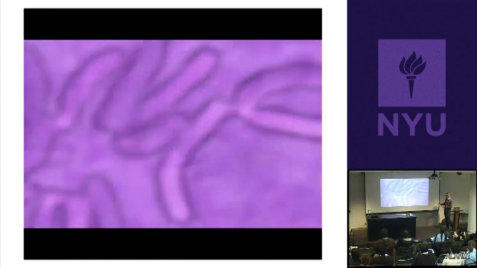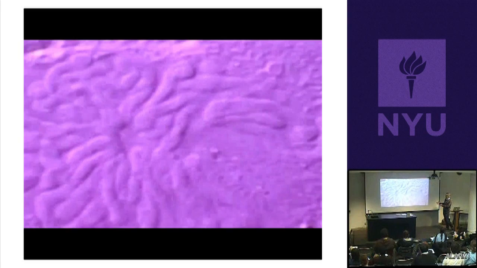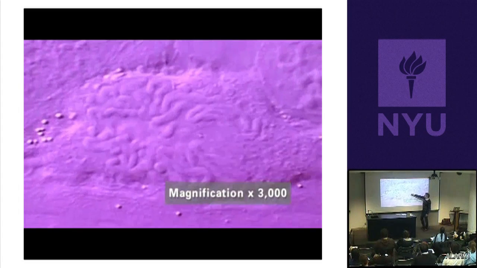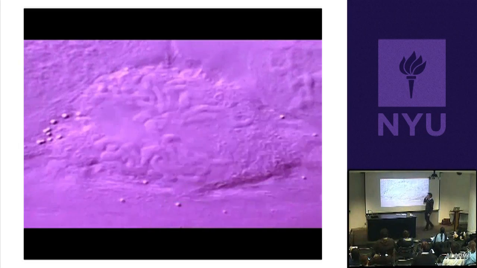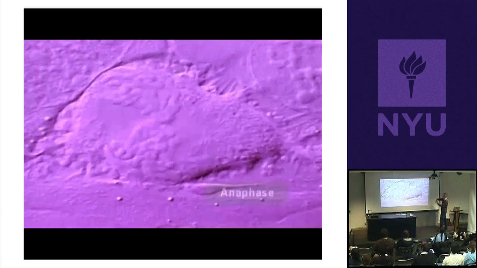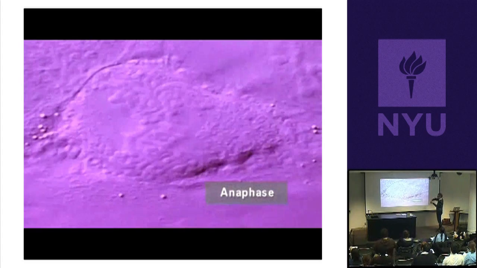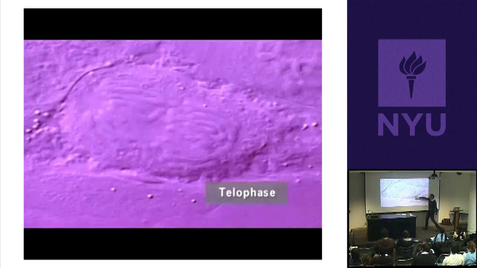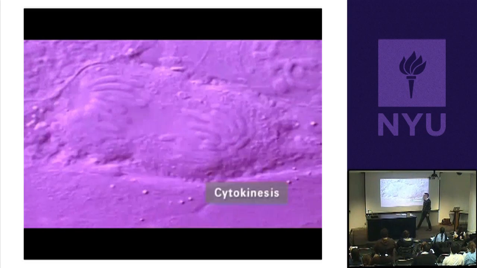So this is an actual picture of a cell dividing. These blobs are the chromosomes. And what you can see is as the cell divides, those chromosomes become more clear. And then they separate from one another. Okay? These chromosomes go that way, those chromosomes go that way. And then two cells form.